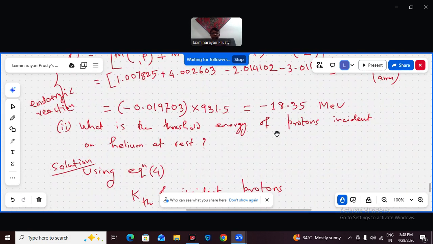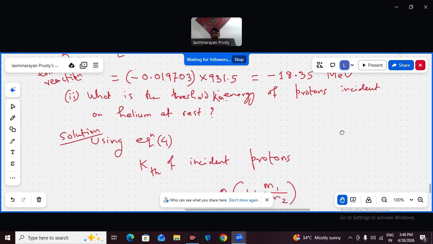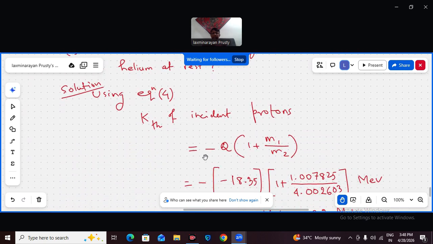But the threshold kinetic energy, let me put it, the threshold kinetic energy of protons incident on helium at rest. So what is K threshold? It is minus Q times 1 plus m1 by m2. m1 is proton, m2 is helium.